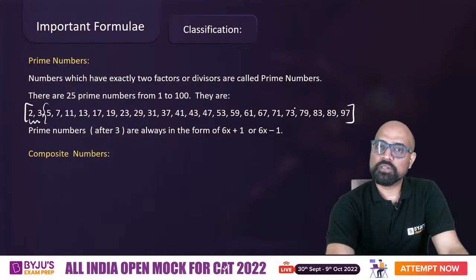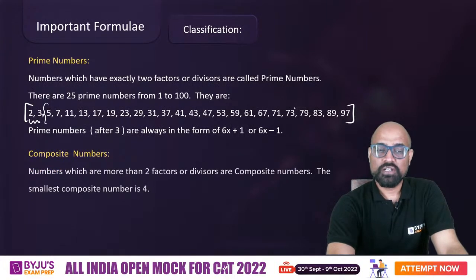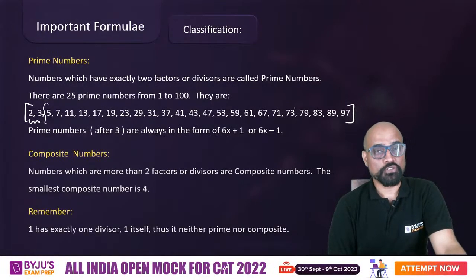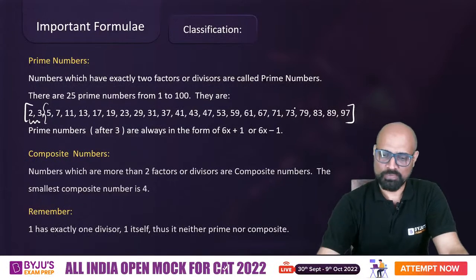What are composite numbers? Composite numbers are those natural numbers which have more than two factors, right? 4 is the smallest composite number. 1 is neither prime nor composite because it has only one factor, which is 1 itself. So 1 is neither prime nor composite, 2 is prime, 3 is prime, 4 is composite. Hence 4 is the smallest composite number.